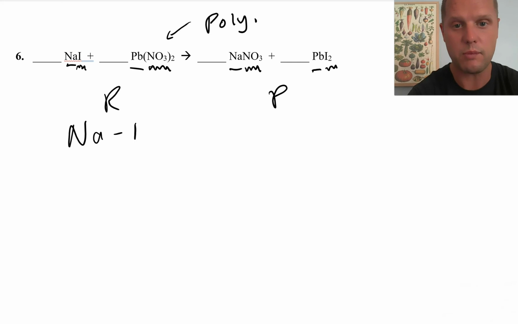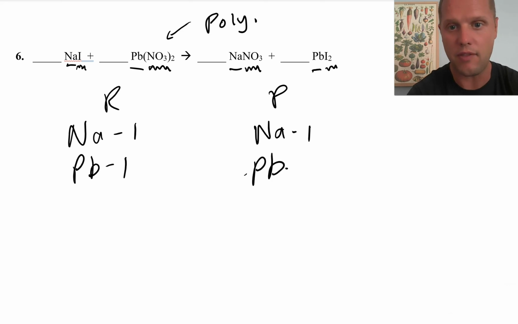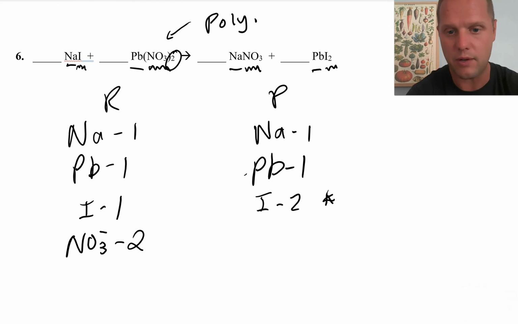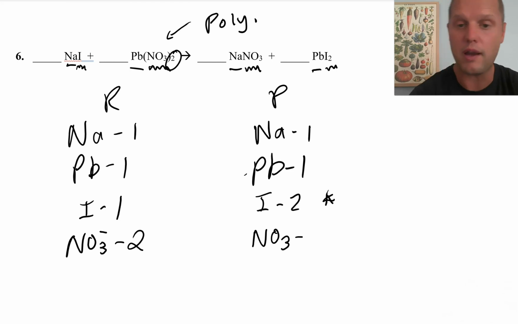I have 1 sodium on this side, I have 1 sodium on this side, 1 lead on the left-hand side, 1 lead on the right side, 1 iodide on the left-hand side, and 2 iodides on this side. So I'm automatically seeing that one. That's one I'm going to have to balance. And I can count my nitrates. So how many NO3s do I have? Listen to my words carefully. I have 2 nitrates, or 2 NO3s.